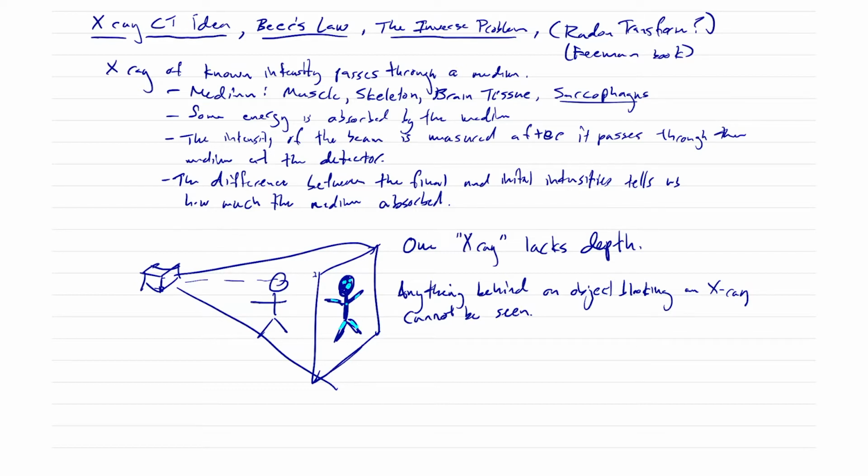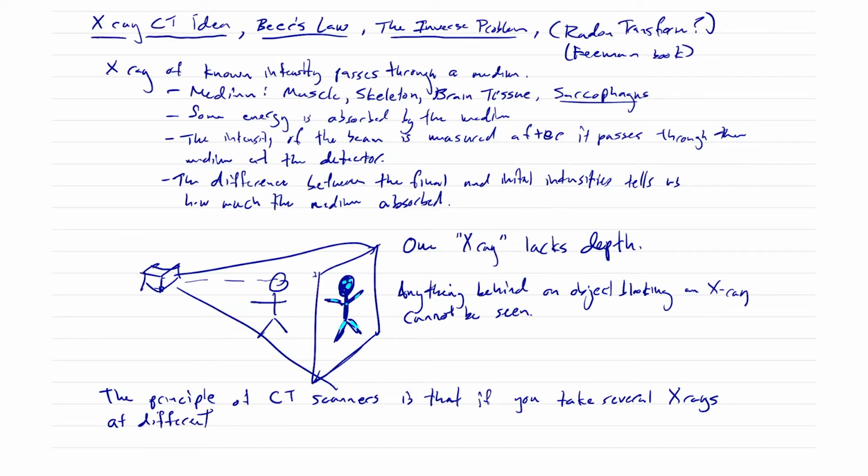Okay, so basically the principle of CT scanners is that if you take several X-rays at different angles, then you can use the multiple angles to get more information about the medium.